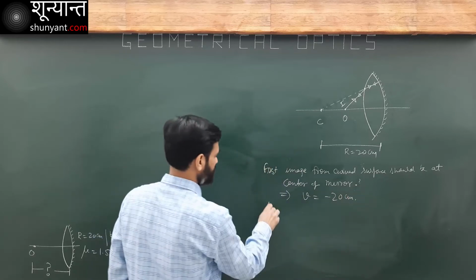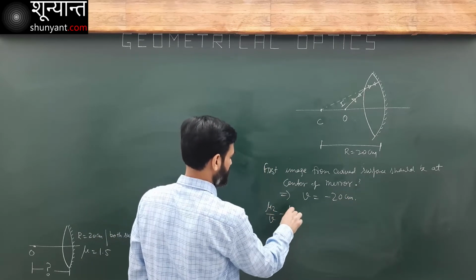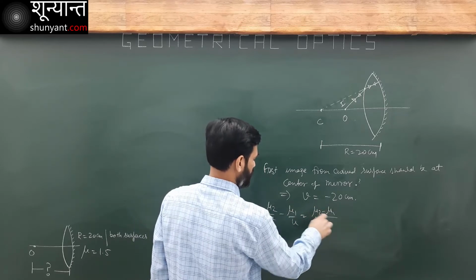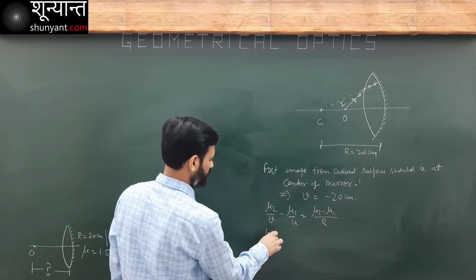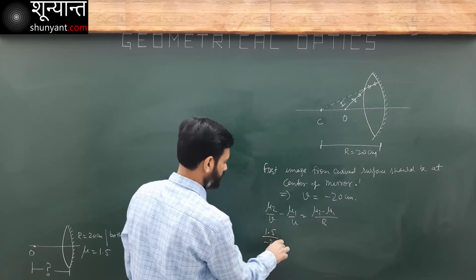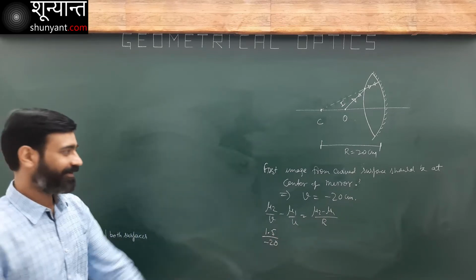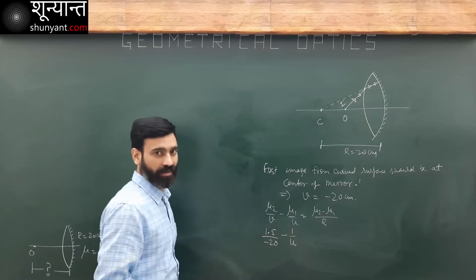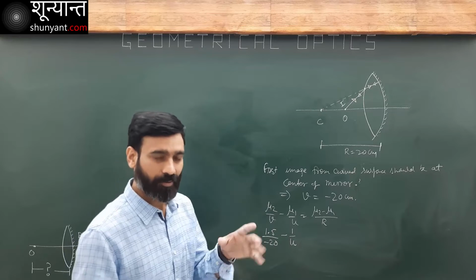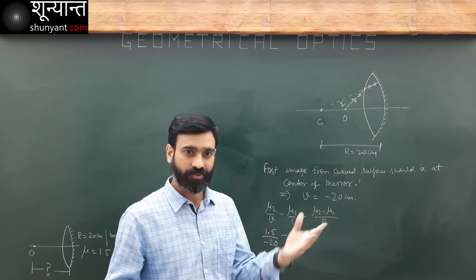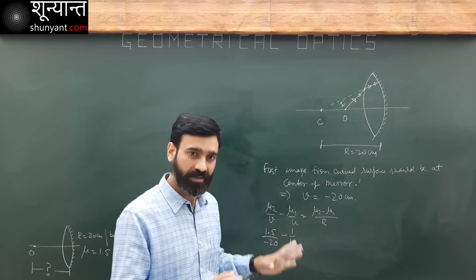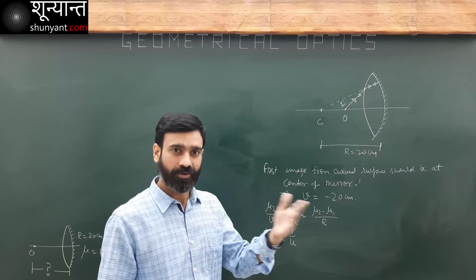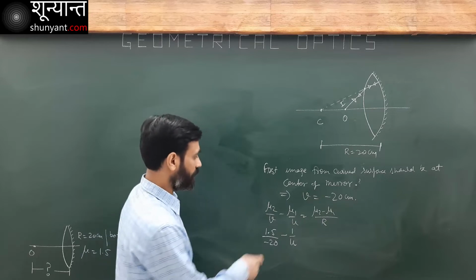Now I will write this relation: mu2 over V minus mu1 over U equals mu2 minus mu1 over R. This is 1.5 over minus 20, minus 1 over U, which I want to find out. Whatever I want to find out, I will not write plus or minus, I do not know what it is going to be. I will simply write U, that is the unknown variable. The positive or negative sign we are going to get automatically.